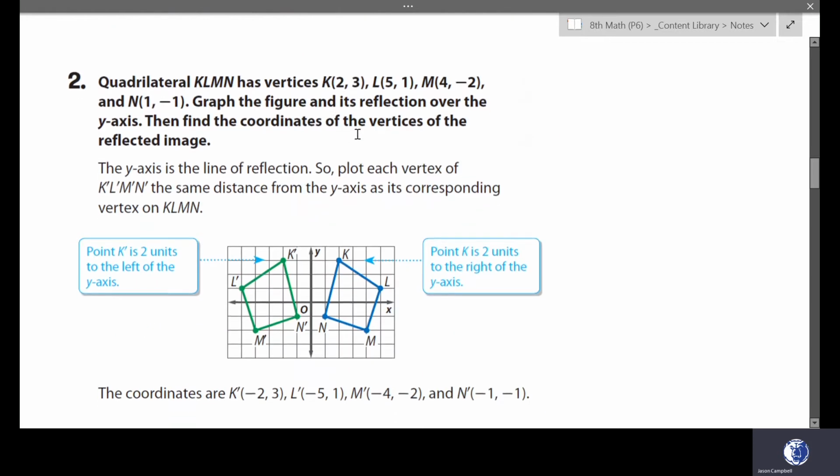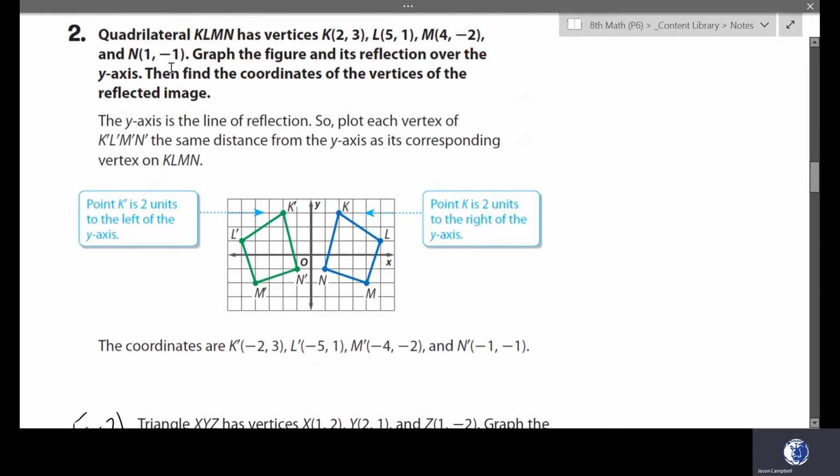Go ahead and scroll down to example 2. It says quadrilateral KLMN has vertices at these locations. Graph the figure and its reflection over the y-axis. So they graph the original figure, and then they graph the reflection over the y-axis, and then they put the coordinates of the points in the image.